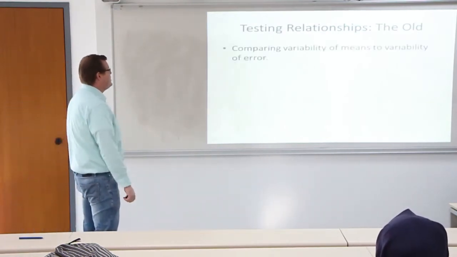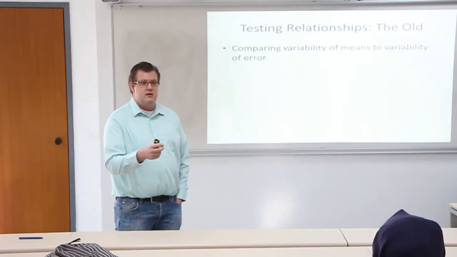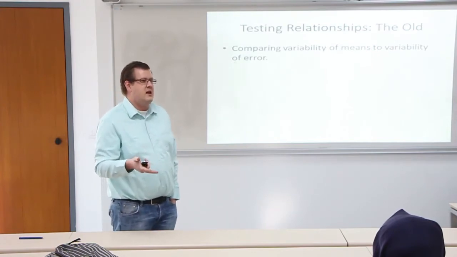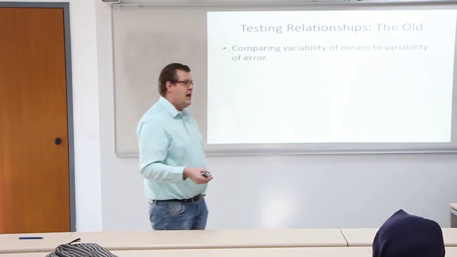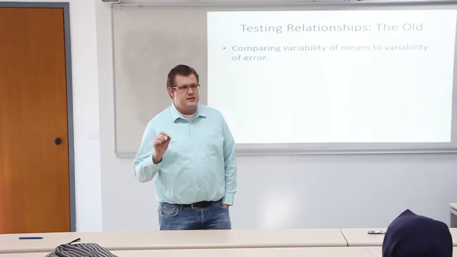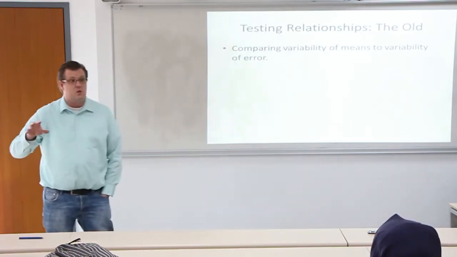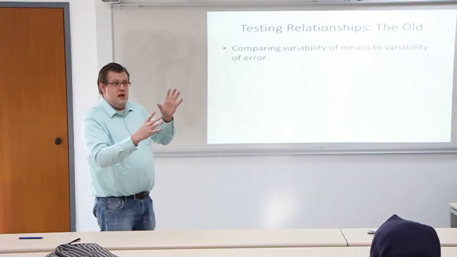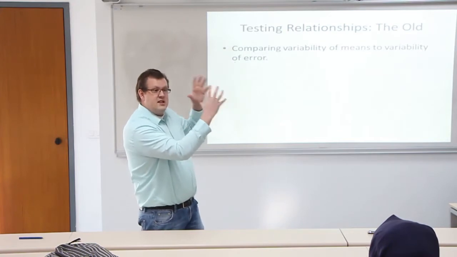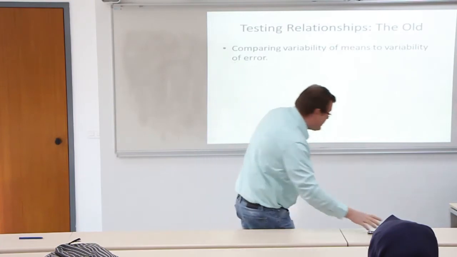Before, when we were testing relationships, what we did basically was compare the variability of means to the variability of some error, right? And what that error was depended on what type of test we were talking about. Even the t-test, remember when I first started talking about the ANOVAs, I said that the f-test is the mean square for the effect divided by the mean square for the error, and I demonstrated that this mean square for the effect was the same thing as the numerator of the t-test, because you had 1 degree of freedom when you had the t-test.